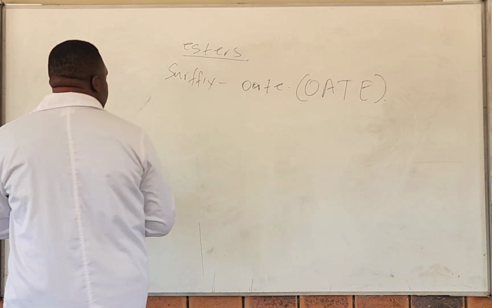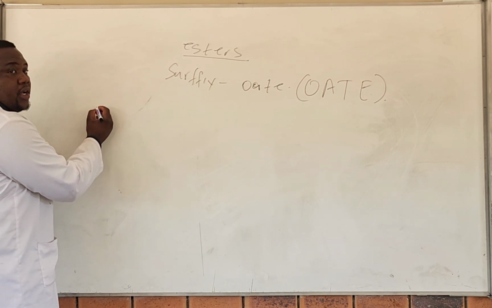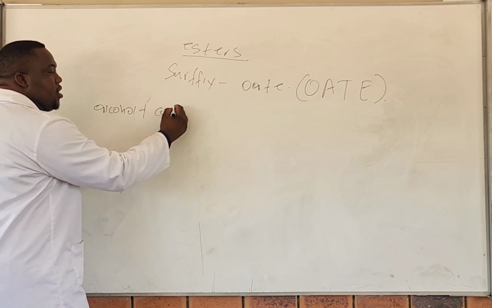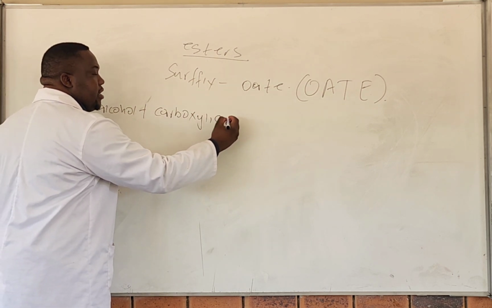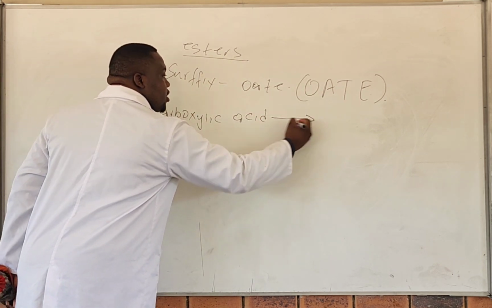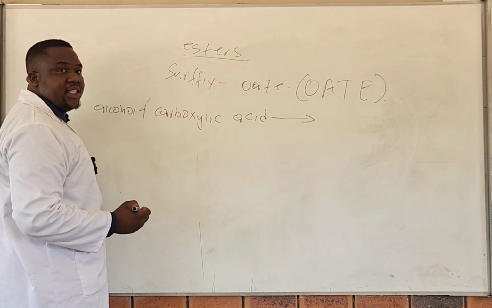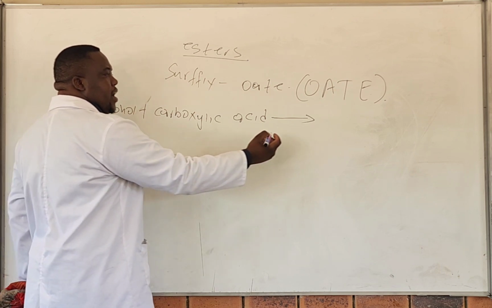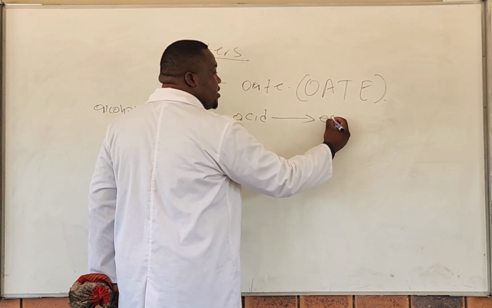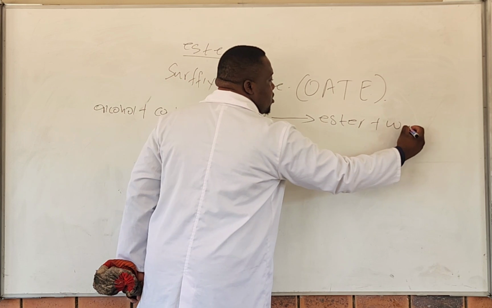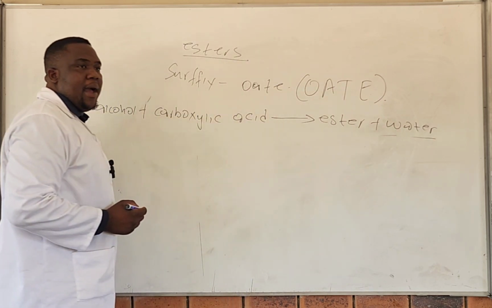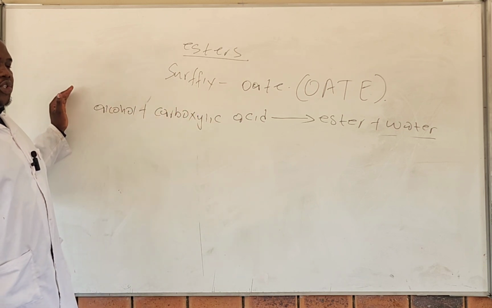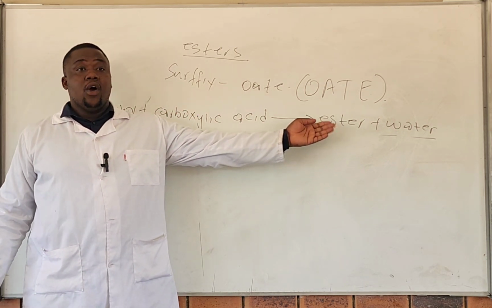Maybe for me to use the space, let me write it like this. We're going to have alcohol, we mix it with carboxylic acid. Then I draw an arrow. The arrow shows that it is a chemical reaction, of course, which is not reversible. Then we create an ester plus water. So please remember that the process of esterification will always produce an ester and water.